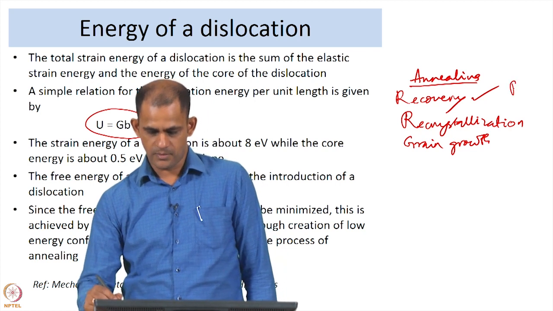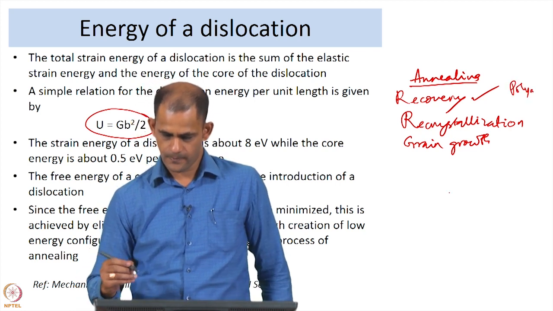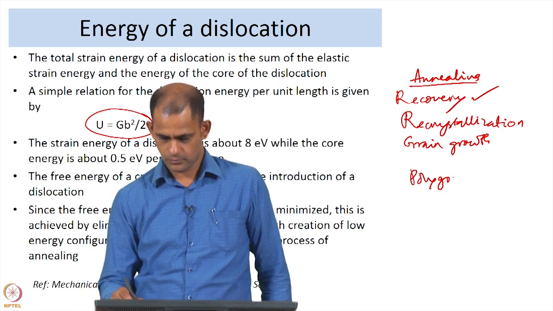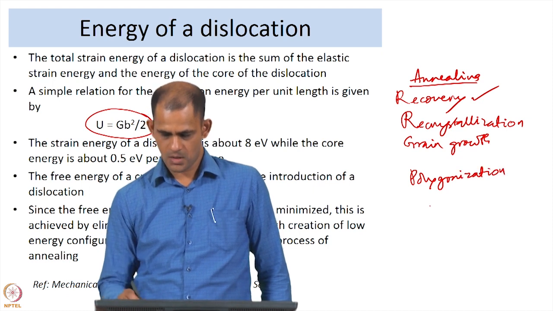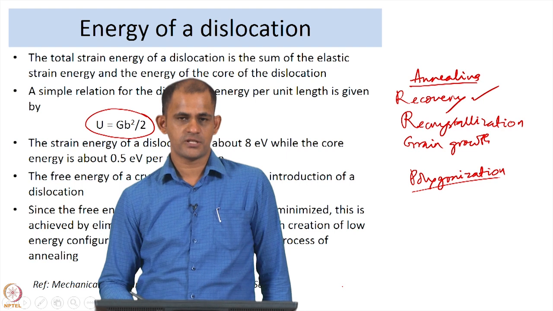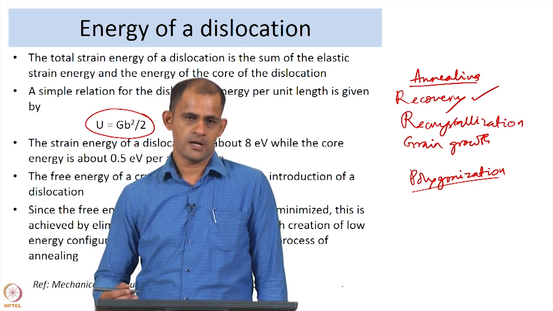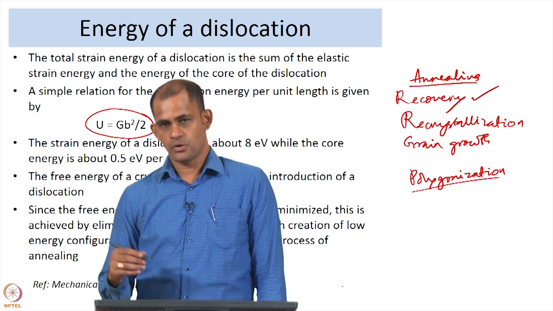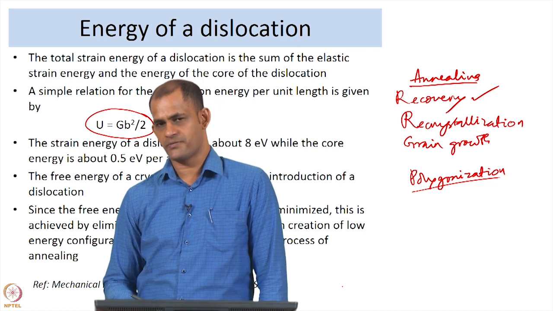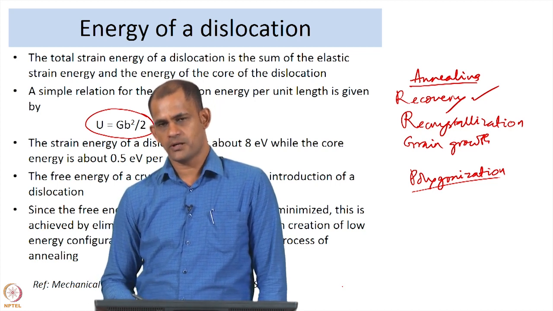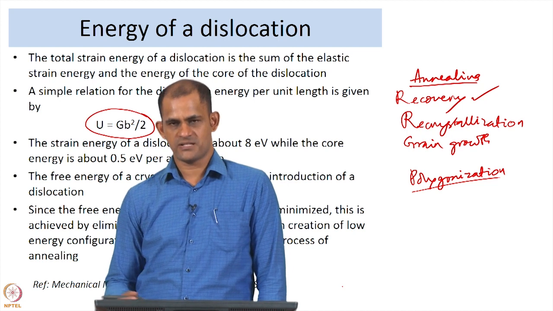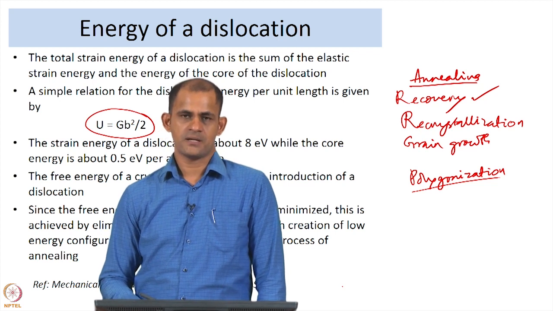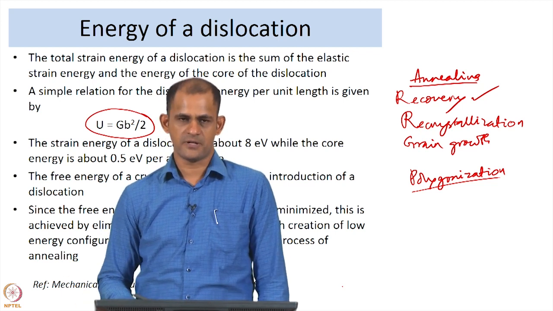There is a term called polygonization, which leads to the creation of low energy arrangements of dislocations, leading to the formation of subgrains within a given grain. So, polygonization is a result of recovery, and we are going to talk a little bit about recovery and polygonization in the subsequent lecture, because this has an importance towards understanding the creep behavior of materials.